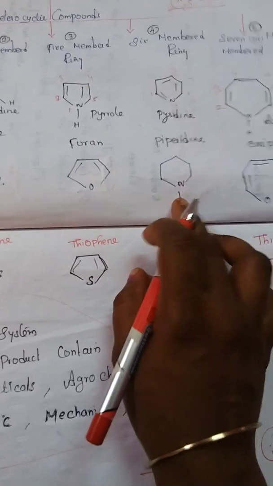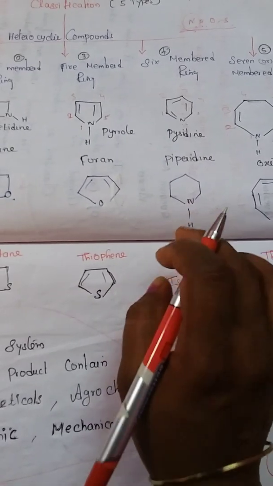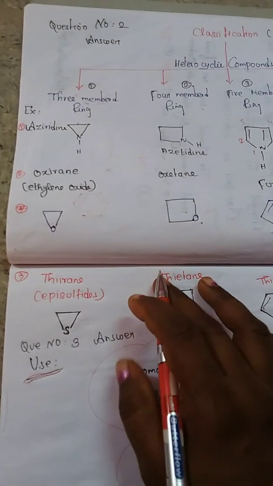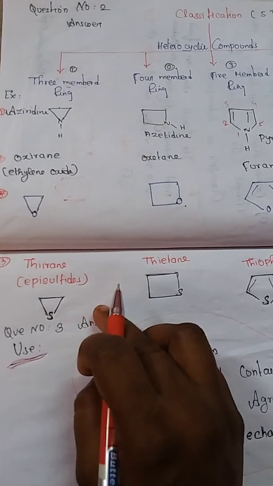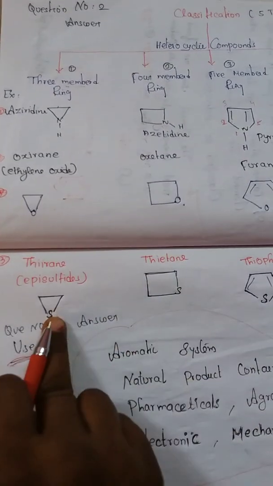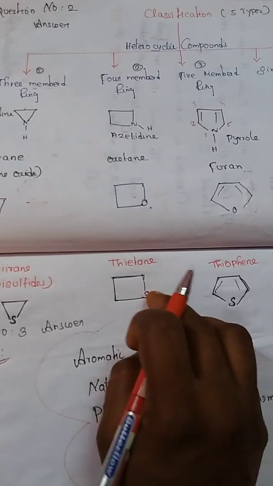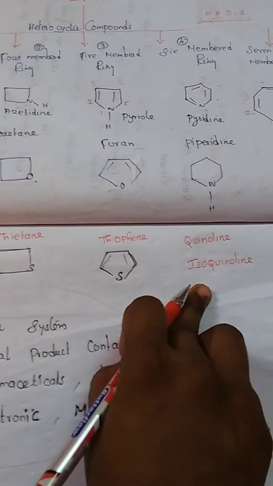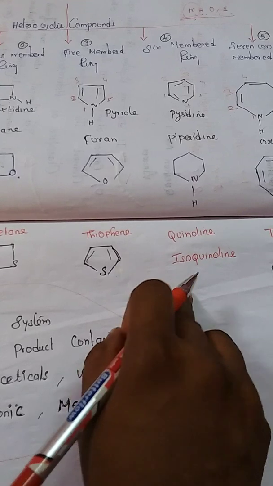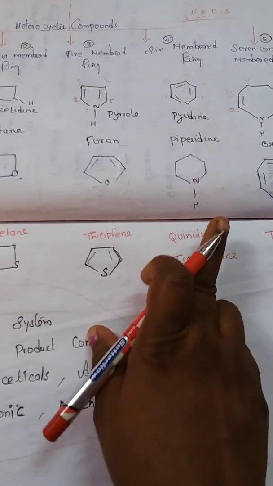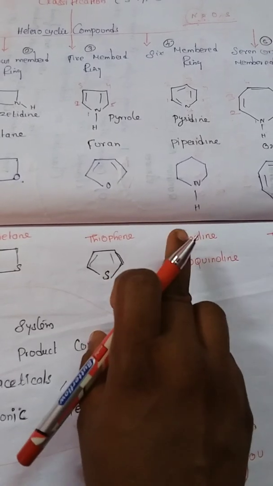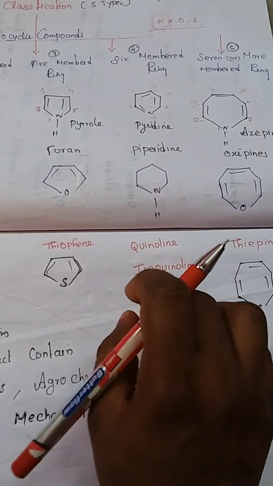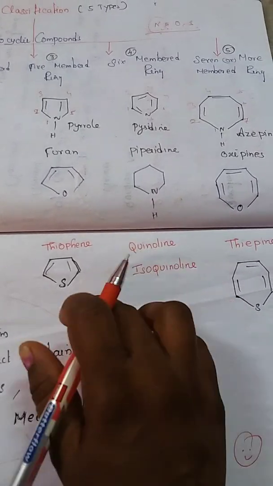The 6-member ring may contain oxygen, and thio compounds contain sulfur. Next example, thiirane, which is episulfide, a 3-member ring with sulfur. Quinoline or isoquinoline is a 6-member ring with one more ring, and nitrogen is present. Nitrogen is a strong base; pyridine is a stronger base compared to pyrrole.